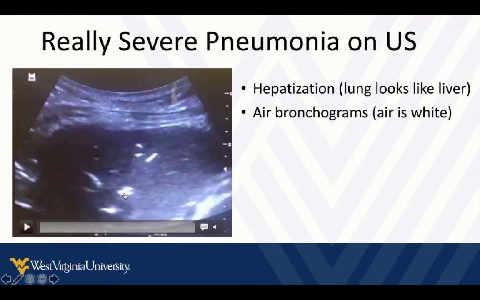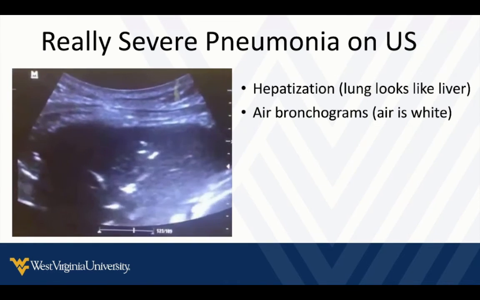Air bronchograms are white because air is white on ultrasound. And if it gets really severe, the lung is going to start to look like liver. So this is not, in fact, liver we're looking at. This is a lung with very severe consolidation. So let's just point out those air bronchograms, and then let's watch this moving in real time.